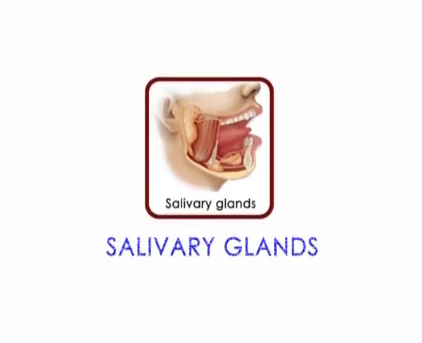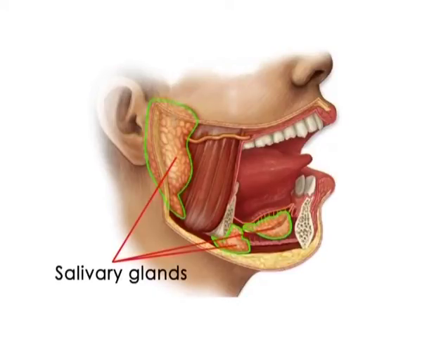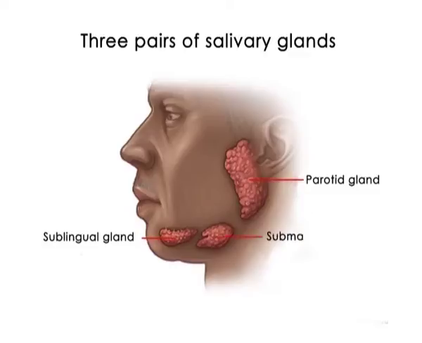Number 1. Salivary glands. The salivary glands located under the tongue and in the back of the mouth discharge their secretion into the oral cavity. There are 3 pairs of salivary glands, namely parotid, sublingual, and submaxillary or submandibular.